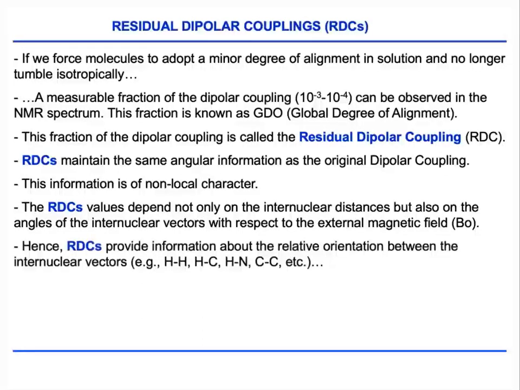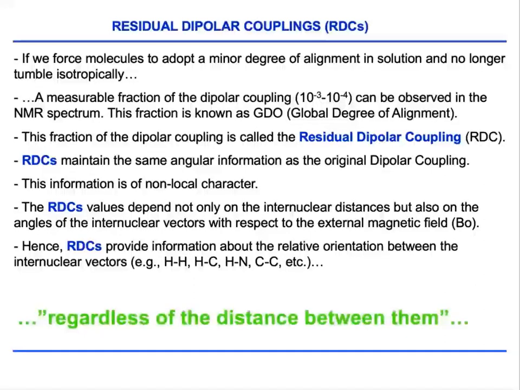Hence, RDCs provide information about the relative orientation between these internuclear vectors, but regardless of the distance between them. That's the beauty of RDC. So these internuclear vectors can be 1 angstrom, 10, 20, 40, 50, 100 angstroms away, because if you look at the equation, it does not encode for the distance. We can't get the distance between them, but we can get the relative orientation.